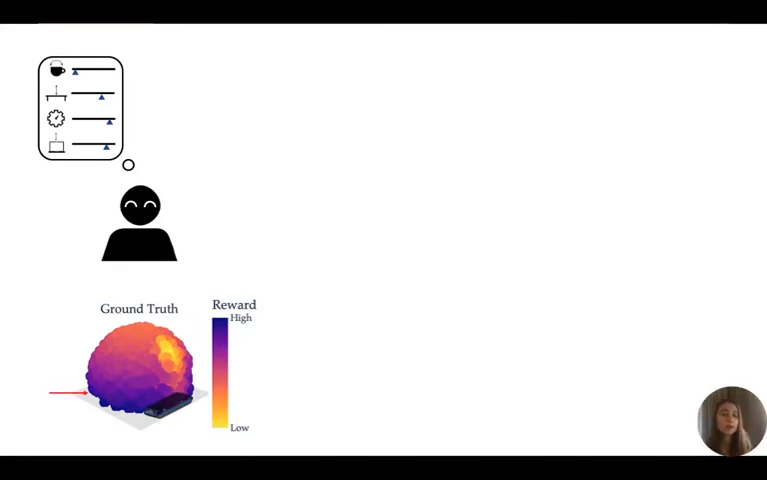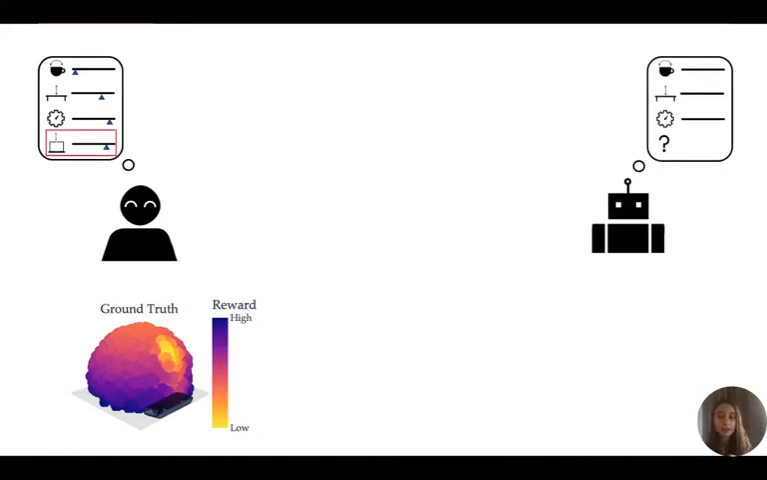Meanwhile, the robot knows about some of the features, but not all of them. In this case, it's missing the distance to the laptop feature. We want the robot to somehow learn this missing feature and how it combines with the remaining features into the reward.